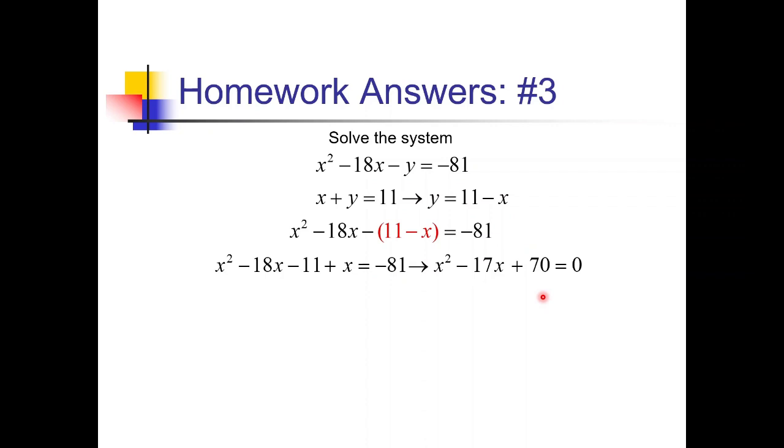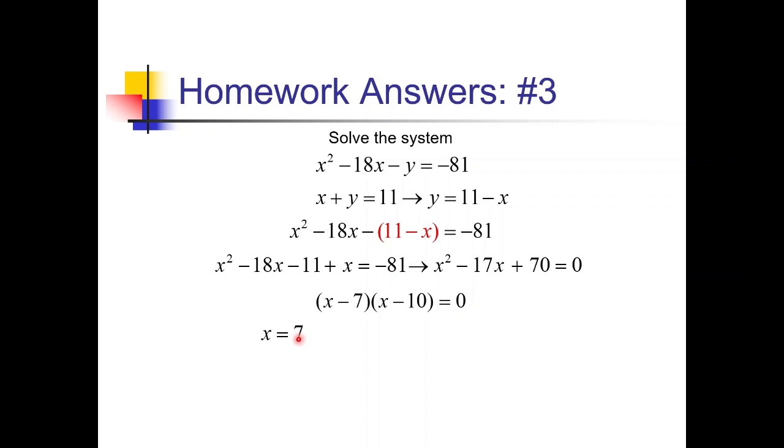So we've got 1 and 70 won't work, 2 and 35 is no good, 5 and 14 I think is not going to work either. 7 and 10 works if they're both negative. So x minus 7, x minus 10 equals 0. So that means that x equals 7 is one of our answers.